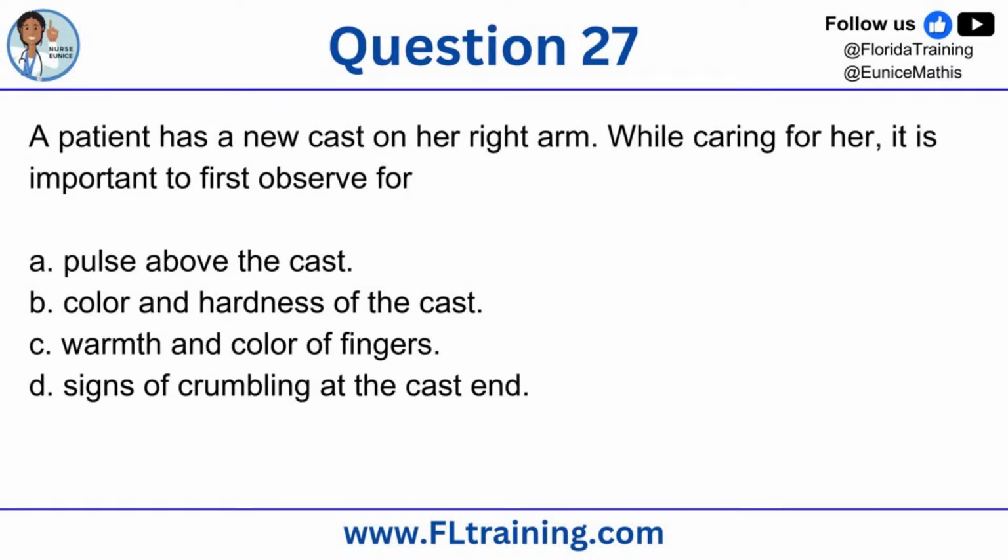A patient has a new cast on her right arm. While caring for her, it is important to first observe for: A, pulse above the cast. B, color and hardness of the cast. C, warmth and color of fingers. D, signs of crumbling at the cast end. Go ahead and drop your answers in the chat and let me know what you think it is.